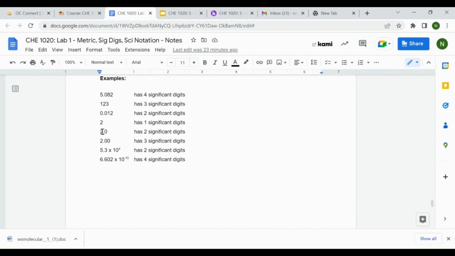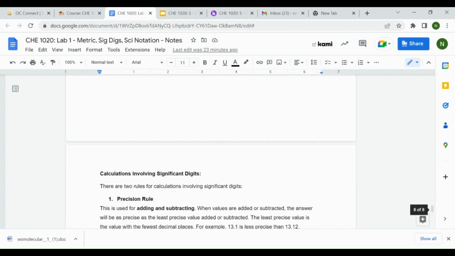This is not a leading 0. This tells us that we've actually measured to the tenths place. So I've got the 2 and the 0. Both of them are important. So those are 2 significant digits. Next example, here we've got 3 significant digits. This one's only got 2. And this one has got 1, 2, 3, and 4 significant digits. So 4 significant digits there.